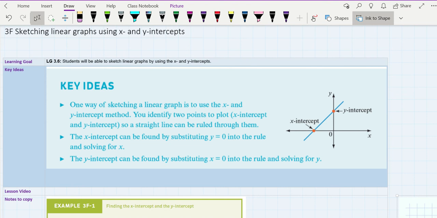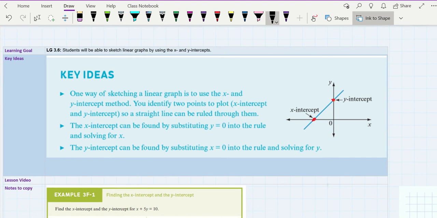So our key ideas. One way of sketching a linear graph is just to use the 2 points where that graph crosses the axes. That's called the x-intercept and the y-intercept, and then we just draw a line straight through them. So you can identify the 2 points on a plot, the x and y-intercept, so a straight line can be ruled through them.